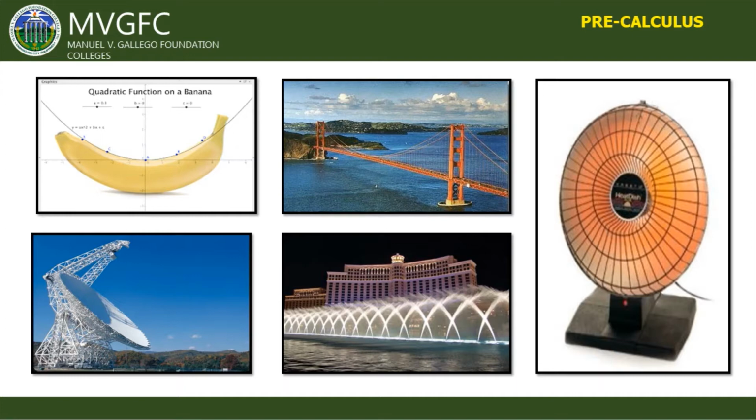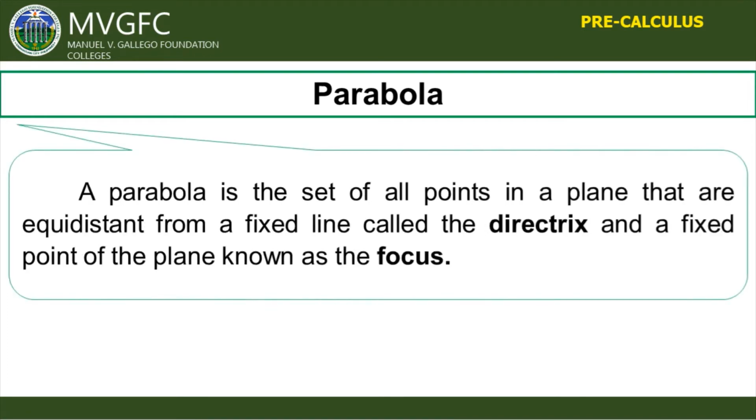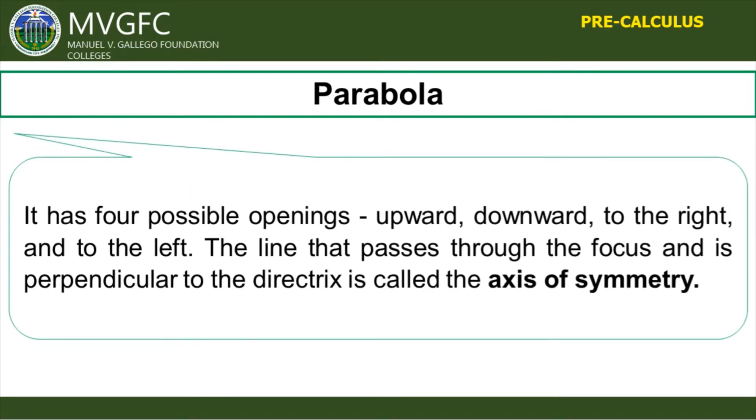So let us explore what parabola is. A parabola is the set of all points in a plane that are equidistant from a fixed line called the directrix and a fixed point of the plane known as the focus. It has four possible openings: upward, downward, to the right, and to the left.